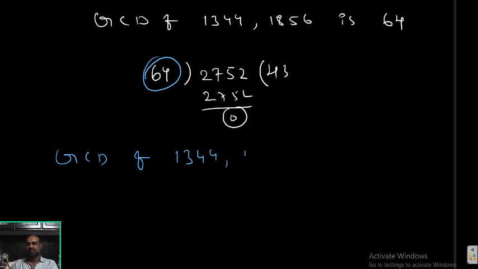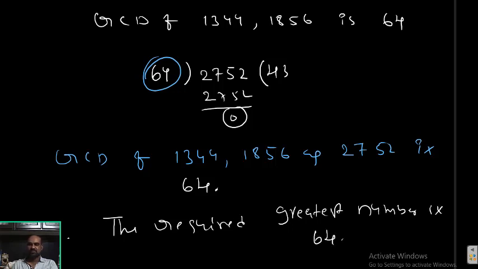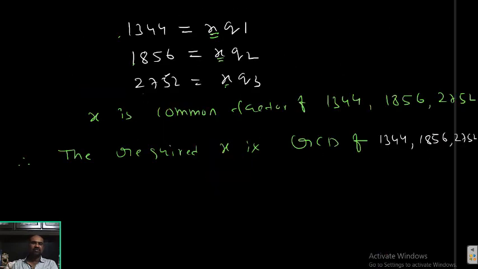Finally, what I can write, therefore GCD of 1344, 1856 and 2752 is 64. The meaning of that is, therefore the required greatest number is 64. Okay students, now I want to read once again the question.